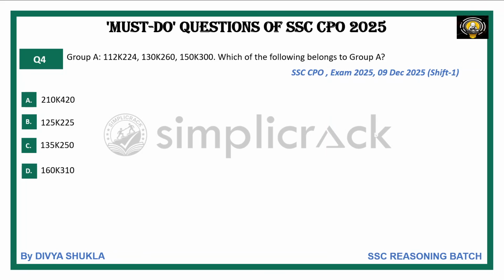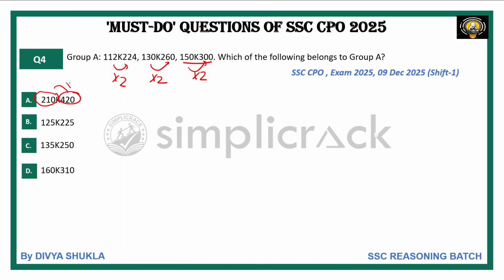Group A: 112 K 224, 130 K 260, 150 K 300. Which of the following belongs to Group A? If you see carefully, 112 multiplied by 2 gives 224. 130 multiplied by 2 gives 260. 150 multiplied by 2 gives 300. So the first number multiplied by 2 should give the second number.